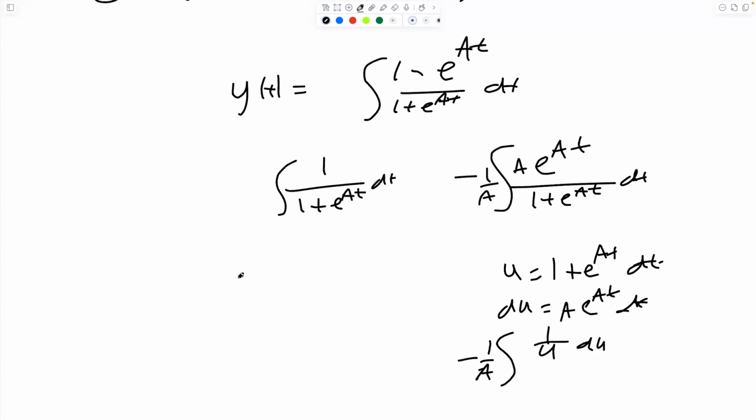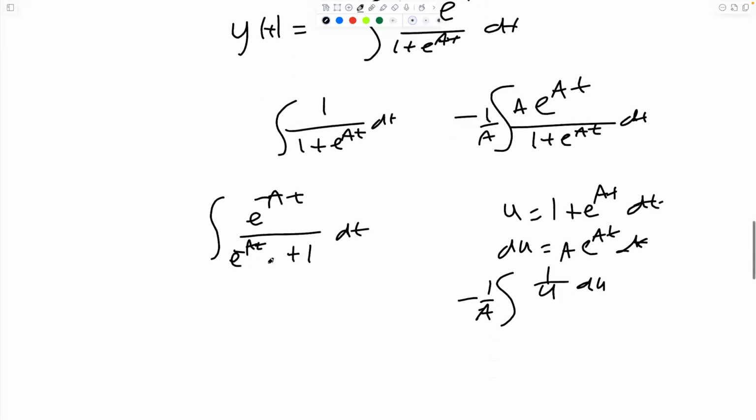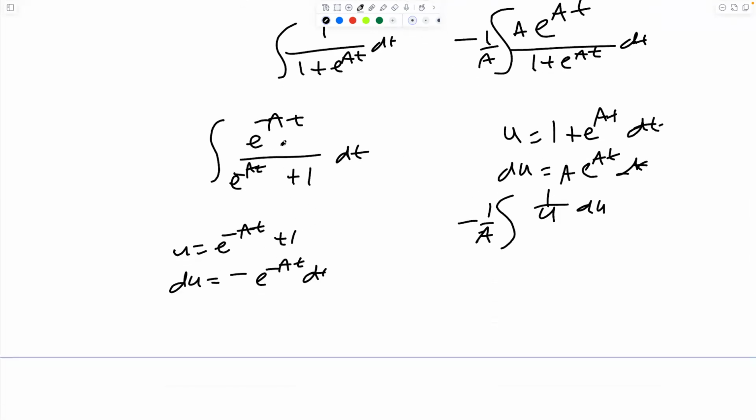On this guy, you're going to multiply top and bottom by e to the negative at. So I'll get e to the negative at plus 1 dt. And then same game here. u equals the bottom. Then du is negative e to the negative at dt. And you'll get the same kind of integral. You get a 1 over u du. You end up with a log. You'll squish them together and so forth.